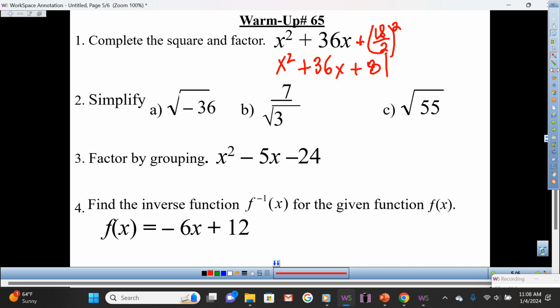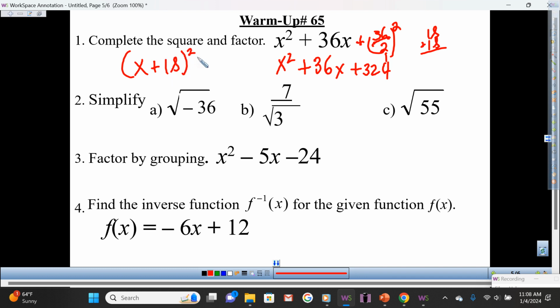Anthony. We should have written what, guys? 36. My bad. 36 divided by 2 is 18 squared, which is 300 and what? 18 times 18. 324, you said? Is it 324? Yeah? All right. So therefore, factor form should be x plus 18 squared. Hands up, have you got that?